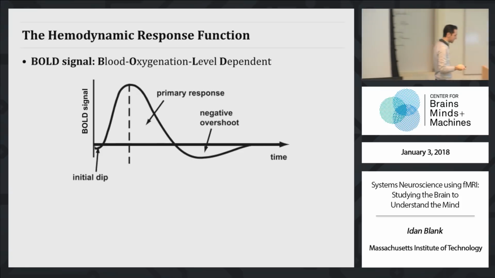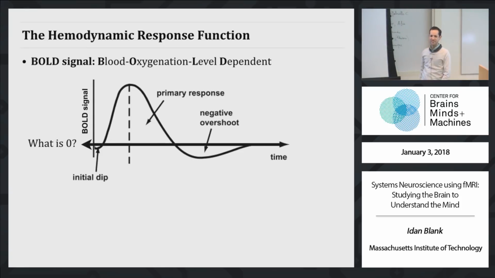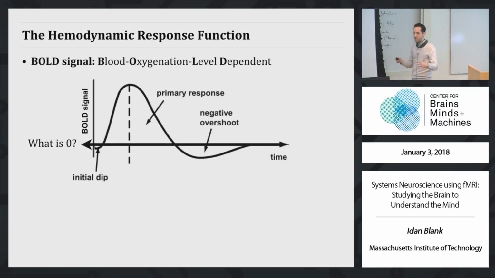Now, interesting, two things. First of all, what is 0? I'm plotting here a signal that goes from 0 up and down. What is 0? 0 is not really 0 signal. The brain is never inactive. There is always some activity.